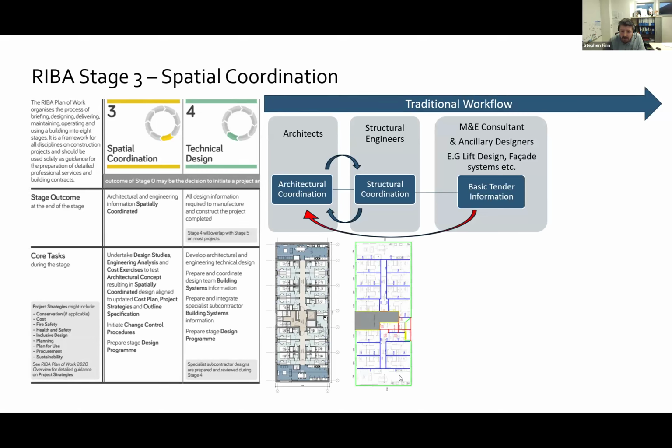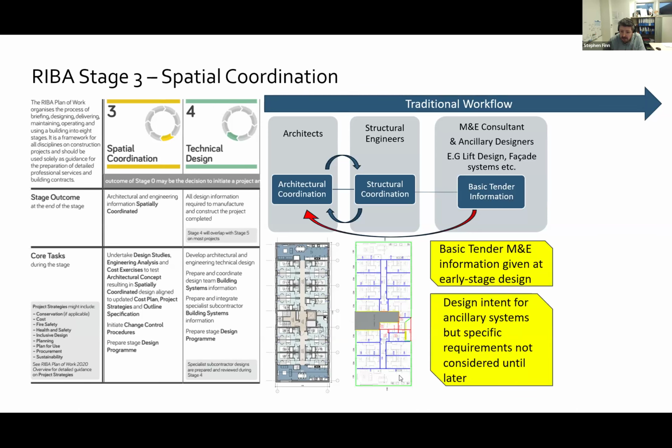We may have basic tender information, but in particular around the M&E service penetrations and clear working zones for the M&E, quite often that needs a fairly detailed review, and I suppose getting basic tender information quite often wouldn't be enough, especially if we're going into manufacture of these structures. And so basic tender information given an early stage design intent for ancillary systems, but specific requirements not considered in later stage is a risk.